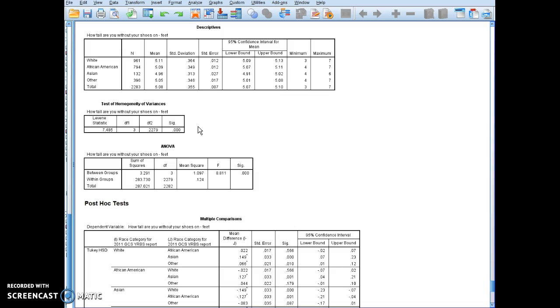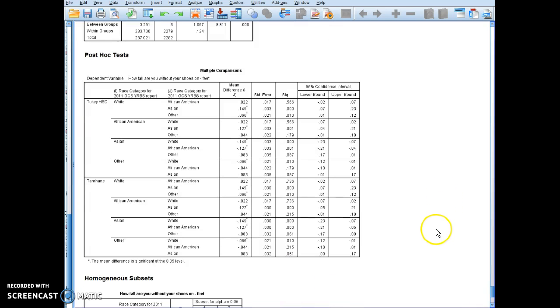When equal variances are not assumed, we go down to the post hoc tests and look at the Tamhane section. The Tamhane section is for when equal variances are not assumed. Tukey is for when equal variances are assumed. So when we have these sections, we can look at the p-values for each combination to determine if there are differences between groups that are statistically significant.